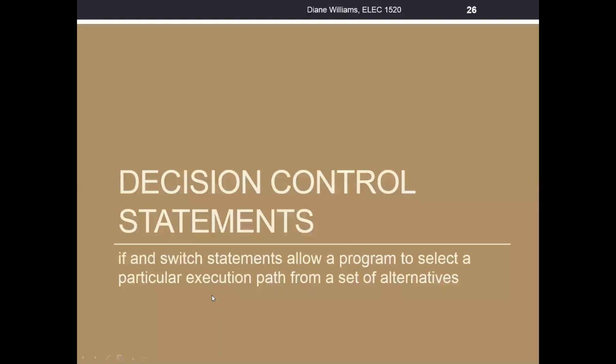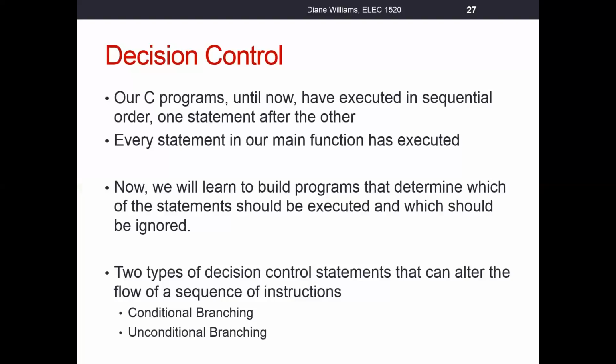We've learned about C's relational operators and logical operators. We're going to start using those operators in decision control statements. In particular, we're going to talk about conditional branching statements, if and switch statements. We want our programs then to make decisions.